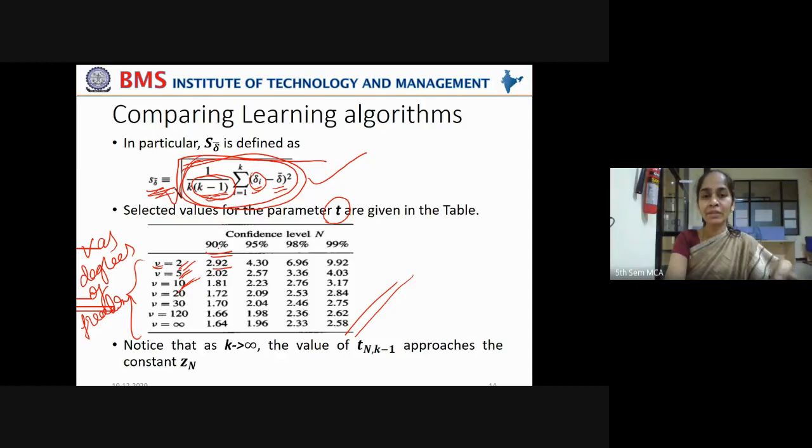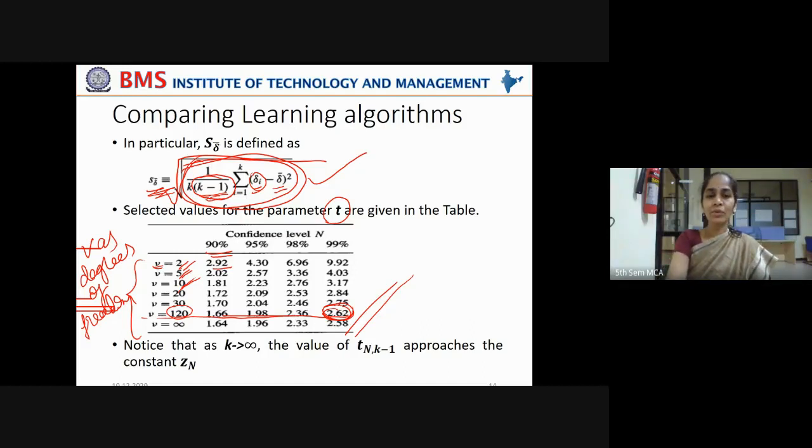At 90% confidence interval and 2 degrees of freedom, the t value is 2.92. At 99% confidence interval and the degrees of freedom as 120, what is the t value? 2.62. This is how you need to locate the t value in the t distribution table.